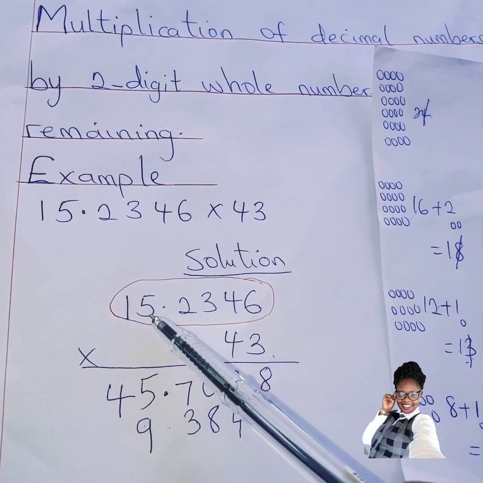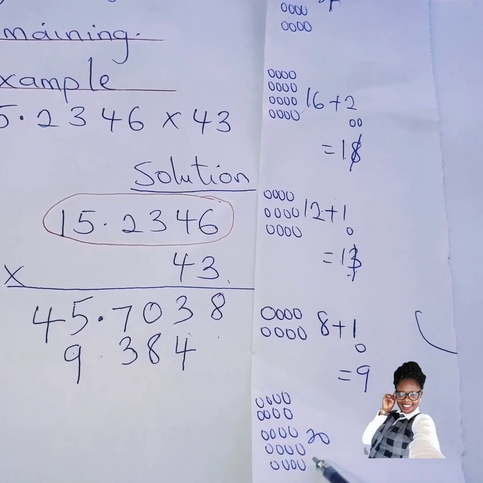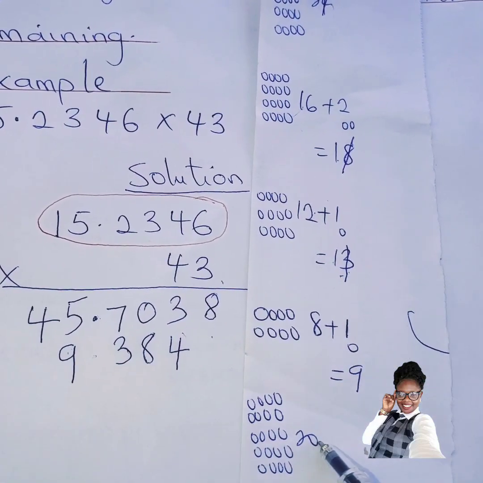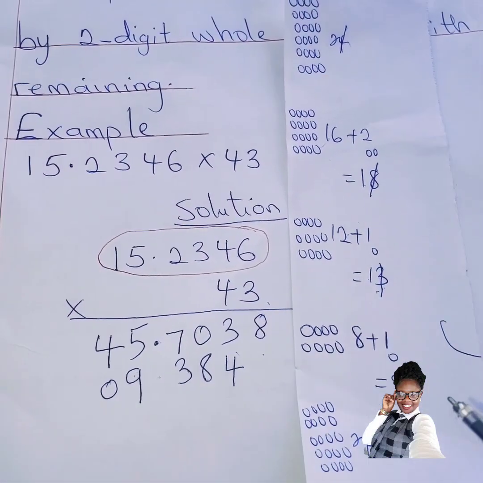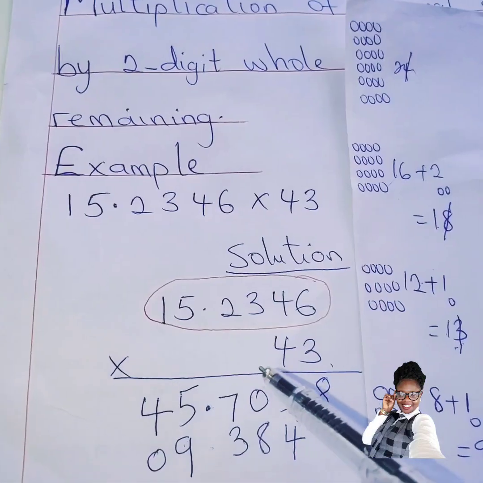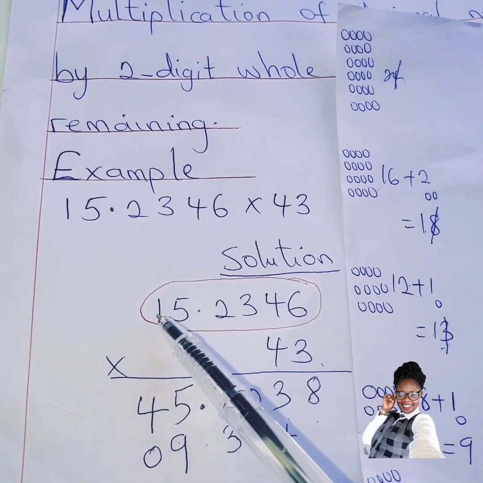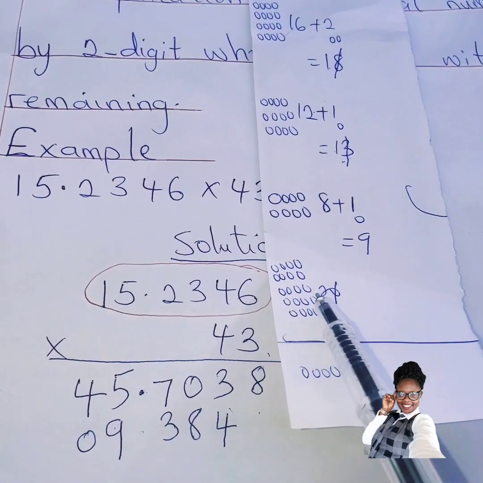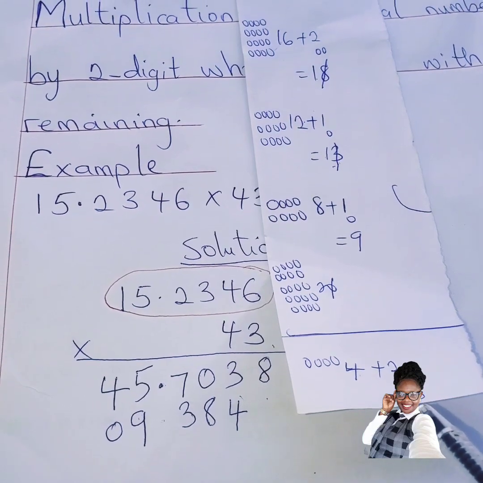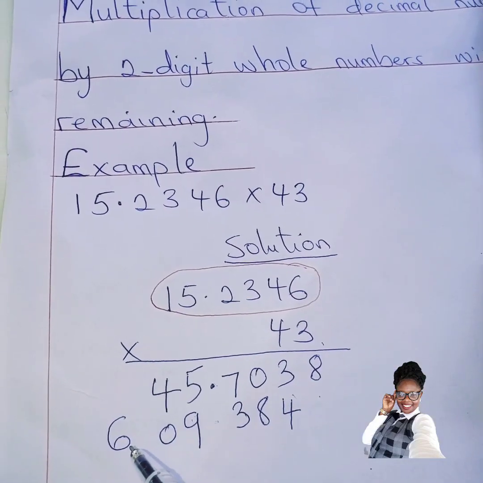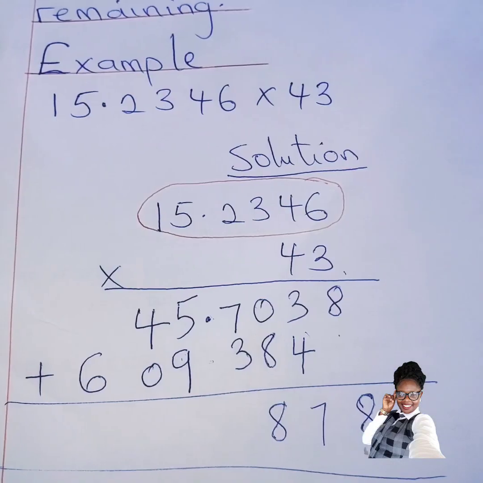4 times 5 equals 20. But I do not have any number left, so I only write the last digit, which is 0, here, and cancel it out from here, meaning I'm left with 2. 4 times 1 equals 4. But I'm left with 2 here. This will be added to this 4. And that gives a total of 6. Like this. After which I'll add together.